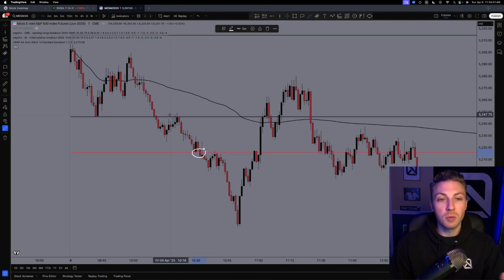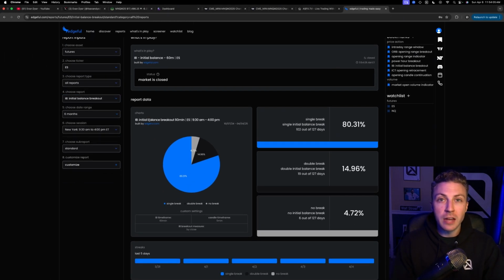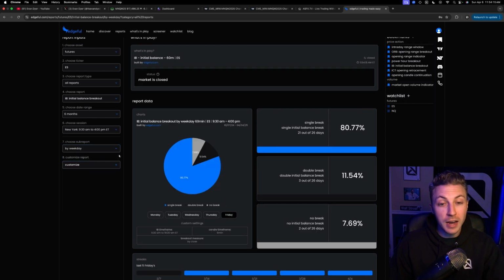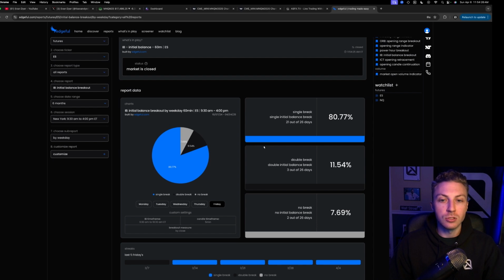Now, if we go over to Edgefield, one of my favorite ways to use the reports is the initial balance report. This is just standard. It shows you how often it breaks both sides. So you can see it double breaks 15% of the time in the past 6 months, 19 out of 127 days. But let's get more specific and just go by weekday, because Friday specifically is our least profitable day at 11.5% of the time it would double break. Only 3 out of the last 26 Fridays have we broken both sides of this initial balance.